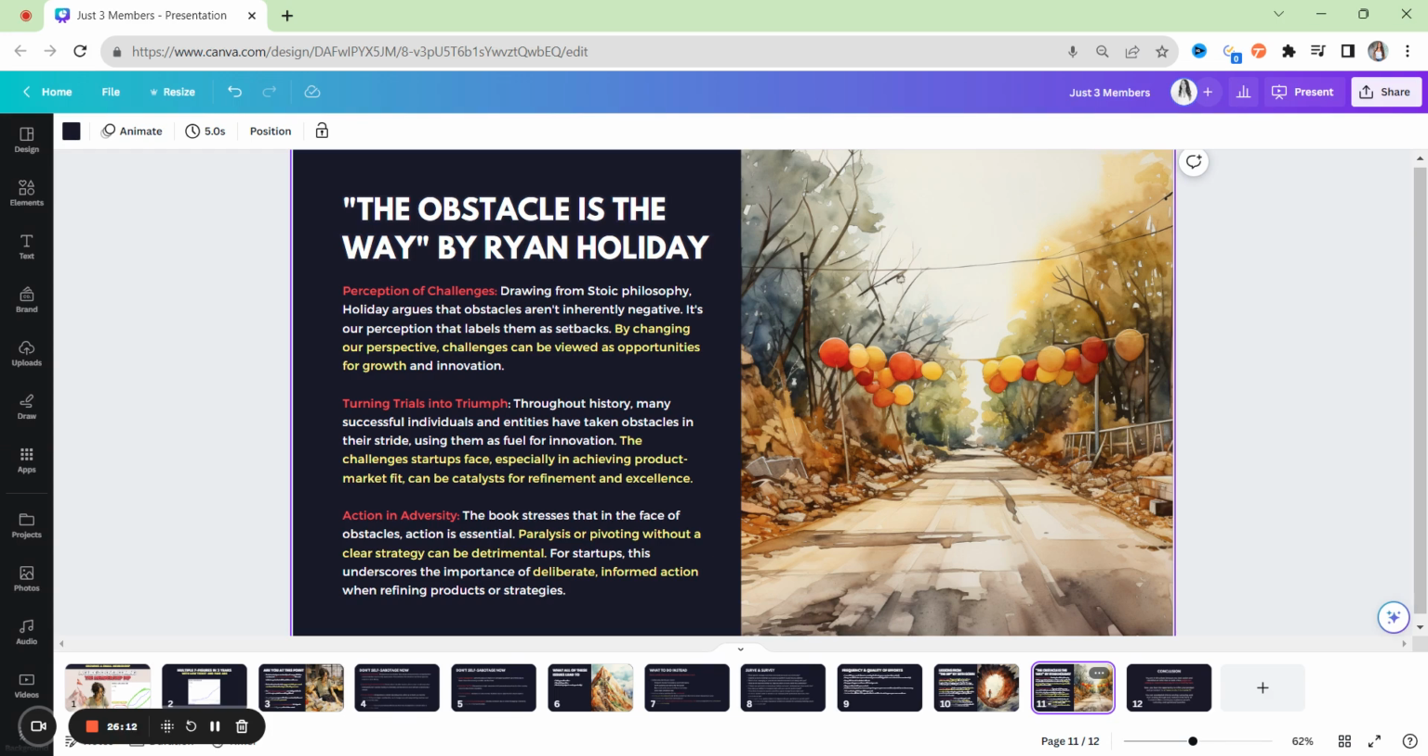Action in adversity. So the book stresses that in face of obstacle, action is essential. Paralysis or pivoting without a clear strategy can be detrimental. Again, I'm not against pivoting, I'm against pivoting without a clear strategy. So for startups, for memberships, this underscores the importance of deliberate, informed action, right? Everything you need to do needs to be born from, you have sat down and you wrote down your thoughts. Why are we doing this? We have assessed that this is a good idea or a good hypothesis. How are we doing this? How are we measuring the success? And how do we optimize from the outcome?